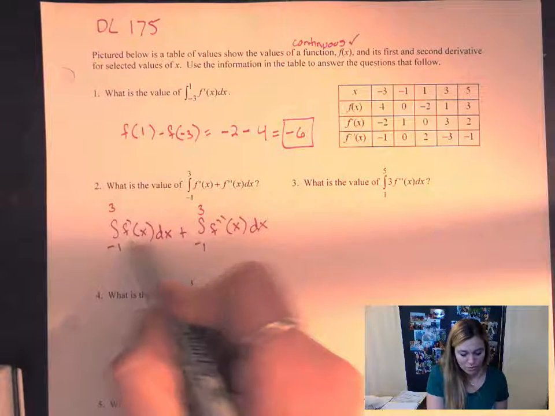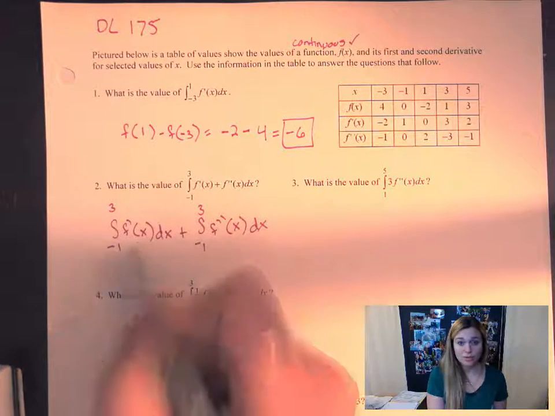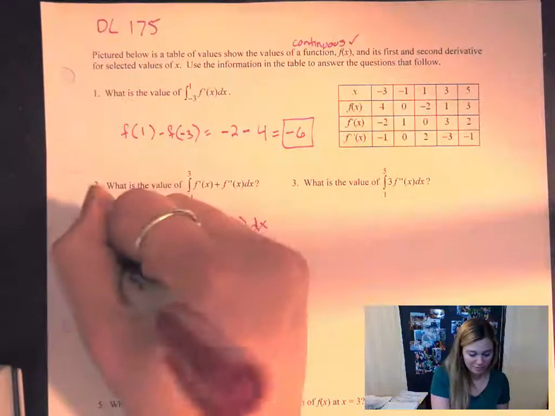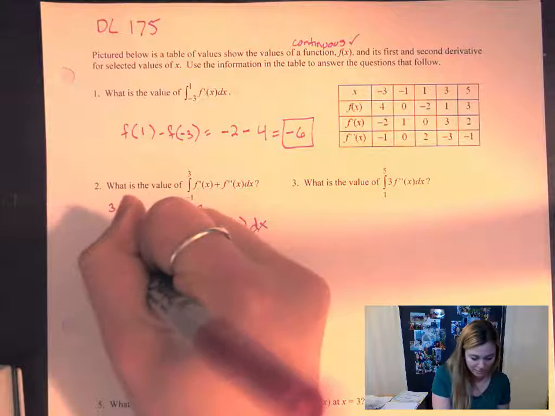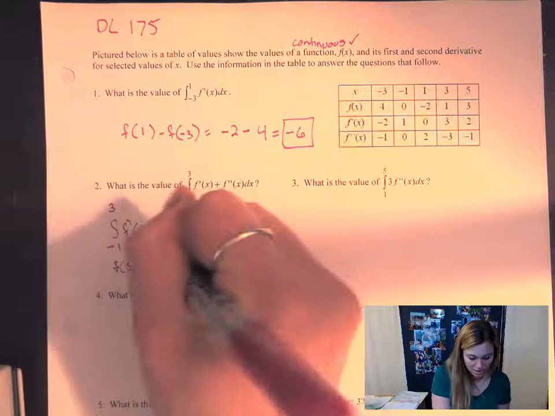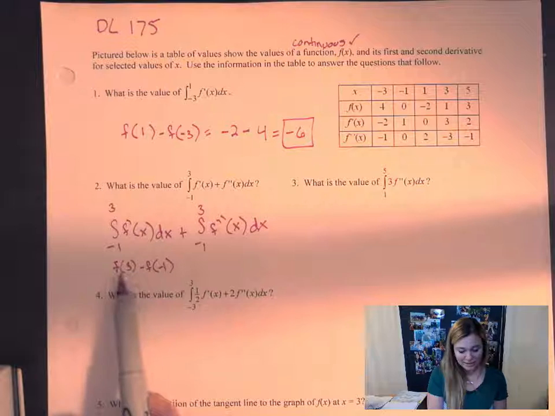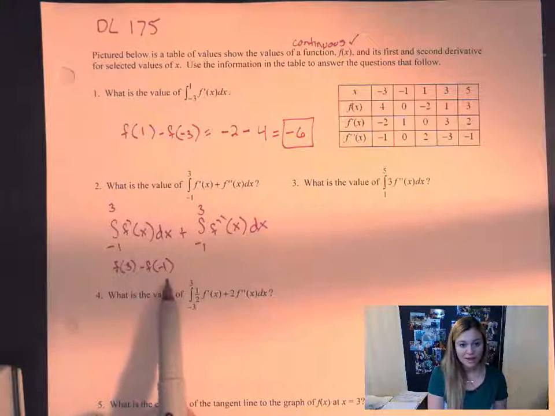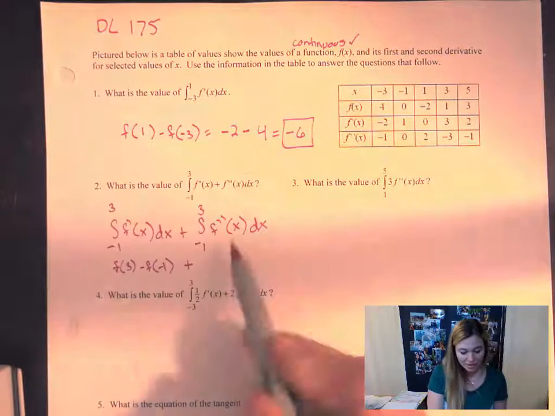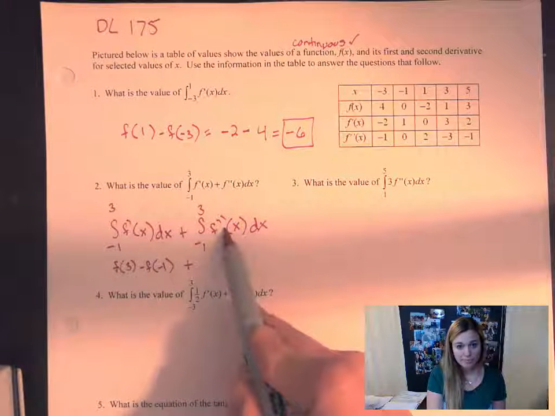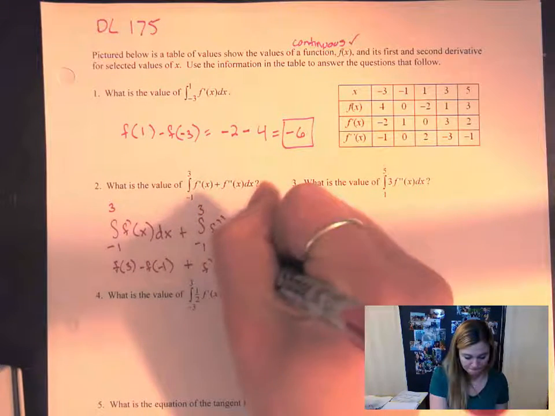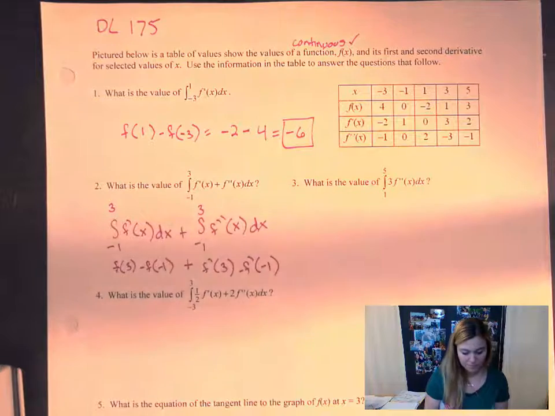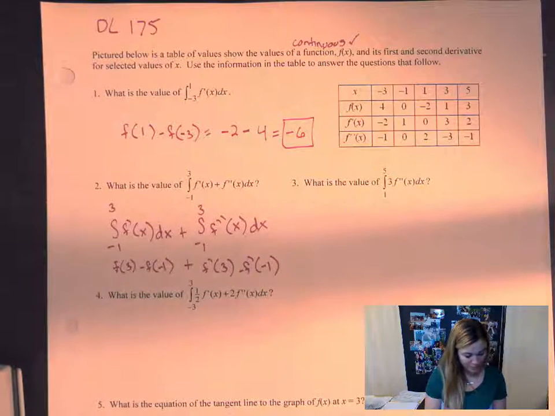Here, I don't have the graph of f prime. So I do the next thing I probably think of, the fundamental theorem of calculus. I take the antiderivative of f prime, which would be f. And so I do f of b minus f of a. So this is f of 3 minus f of -1. And then over here, I'm going to do the same thing, but this says f double prime. So the antiderivative of f double prime is just f prime. F prime of 3 minus f prime of 1.